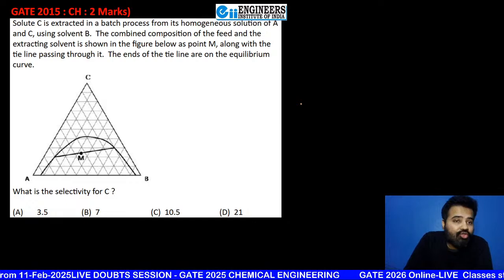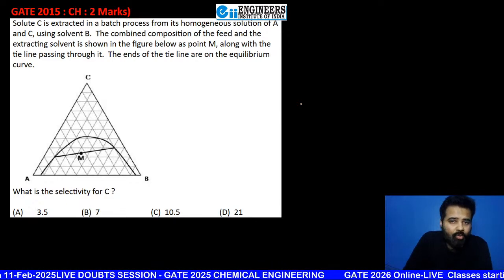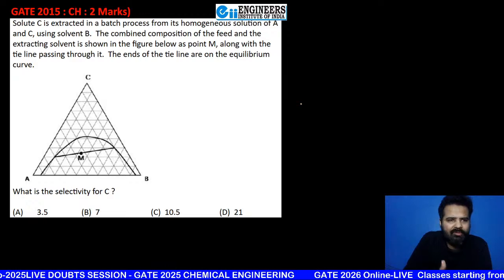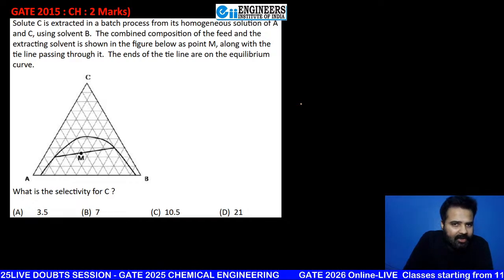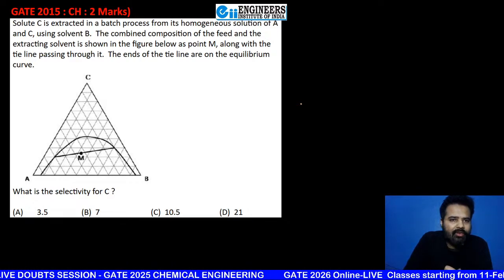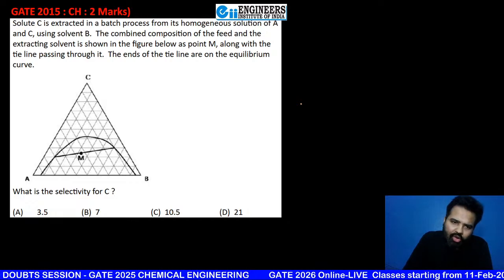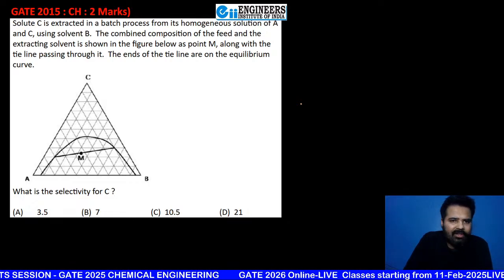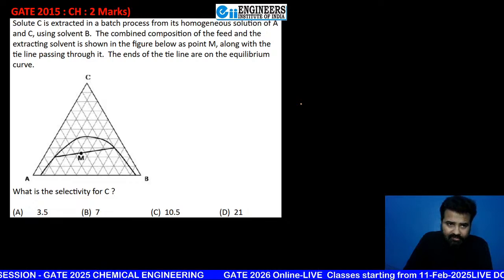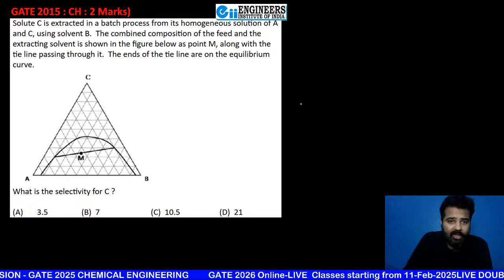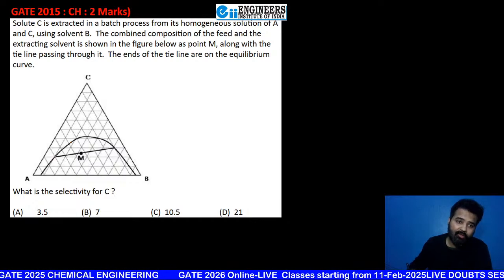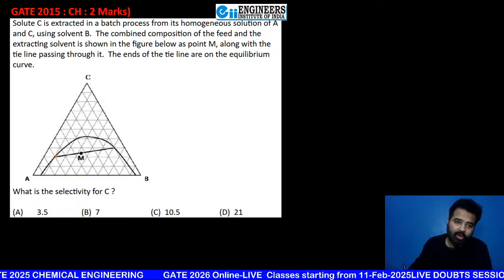So see, beta, solute C is extracted in a batch process from its homogeneous solution of A and C using solvent B. Same general notations are present. The combined composition of the feed and the extracting solvent is shown in the figure below as point M. That is the mixing point. Along with the line passing it, the ends of the tie line are on the equilibrium curve. Very good, that means this is on the binodal curve.